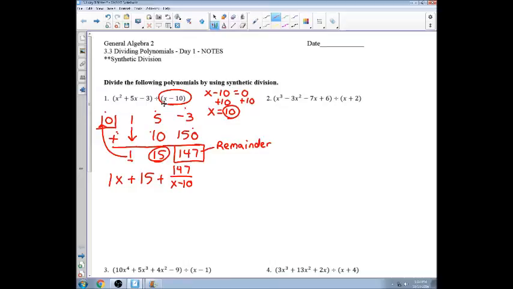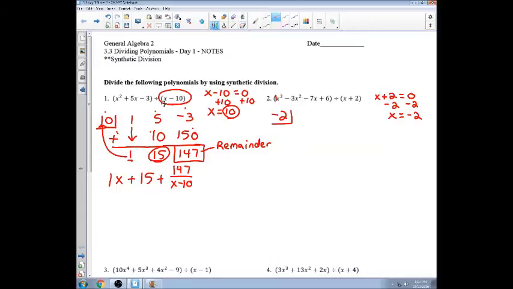So again, the first step I used, I'm going to take this x plus 2, set it equal to 0. Subtract 2, so x equals negative 2. I'm dividing by negative 2. I need to check that all of my degrees are there. I have the third, the second, the first, and the 0. So all of my degrees are there.